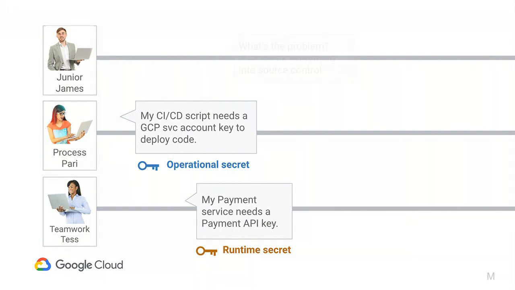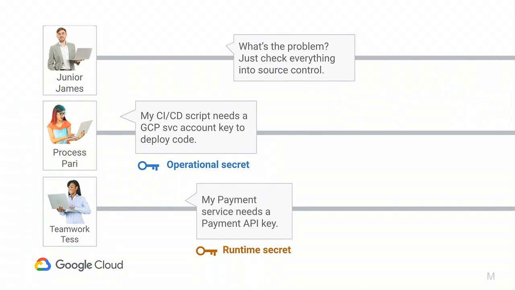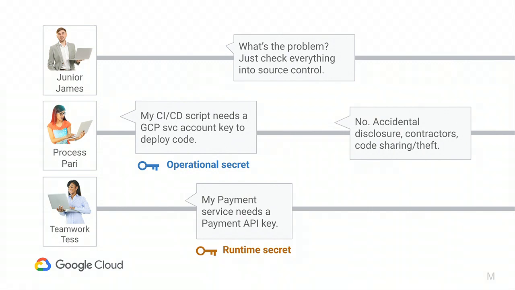At that point, James comes in and says, well, we have secure source control. This is not an open source project. Just deploy it all to source control. At this point, Pari has to come in and gently guide James and say that this is not something that one does. There could be accidental disclosure. I mean, we don't want developers to see the passwords and then accidentally enter it somewhere else.